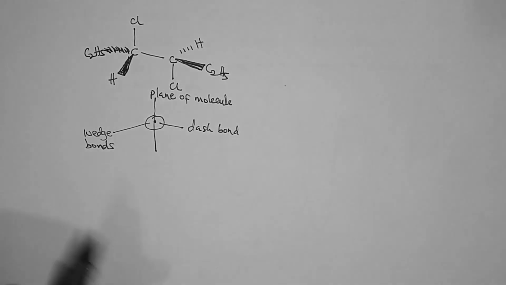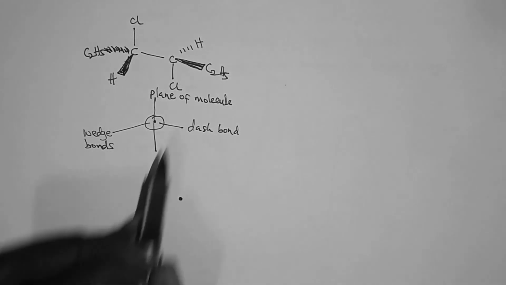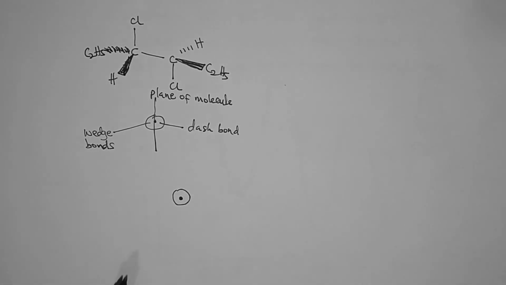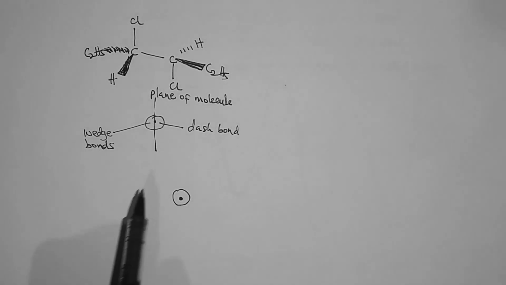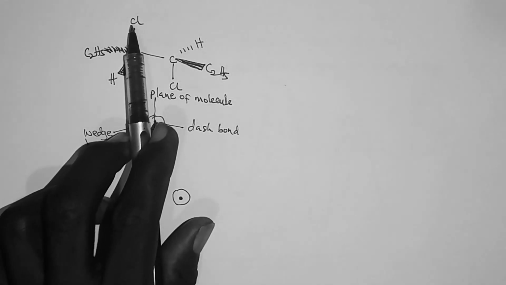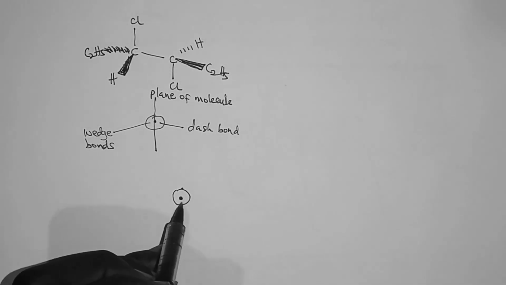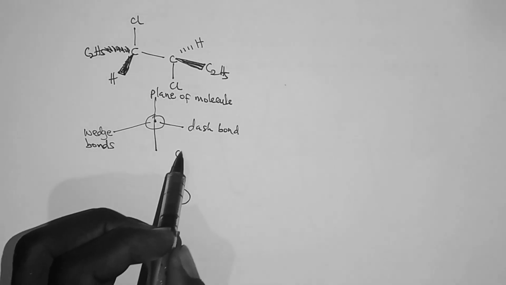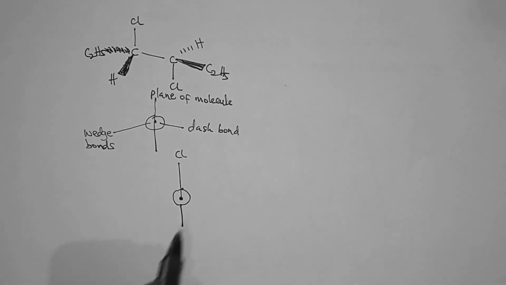So this is the front carbon. And then this is the carbon behind. And then we've said that what comes on top are the atoms that are in the plane of the molecule. In this case, chlorine and chlorine are in the plane of the molecule. So it means that for the carbon atom in front, in its plane of the molecule, is going to be chlorine. And for the one at the back, here too is going to be chlorine.